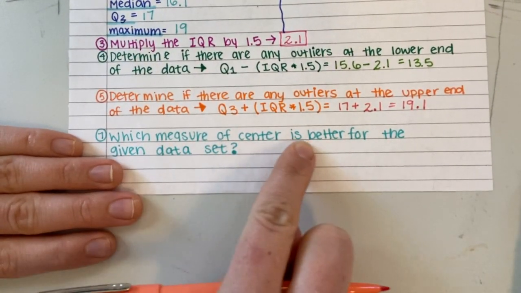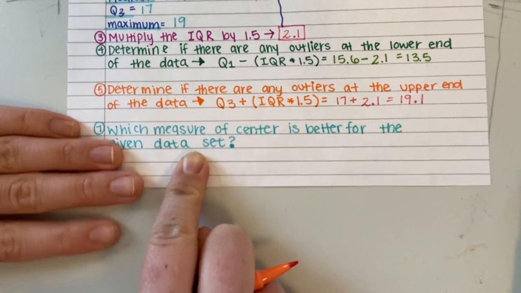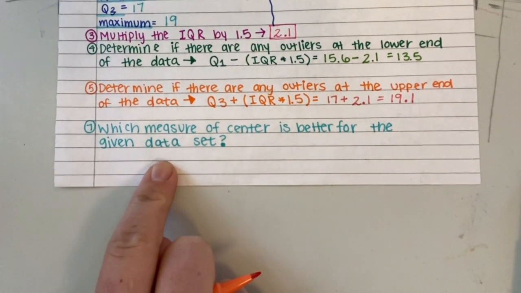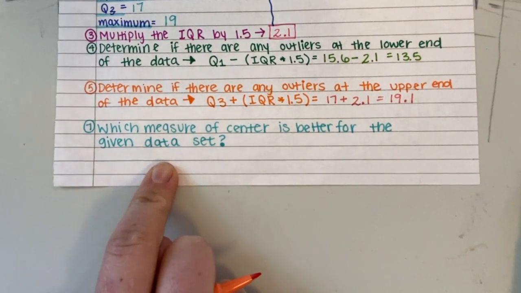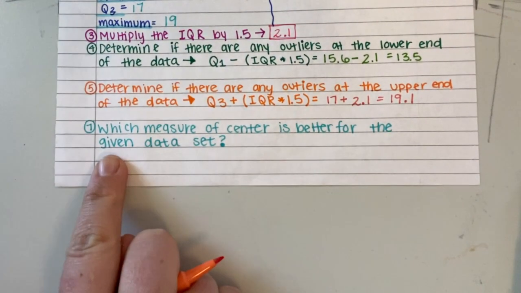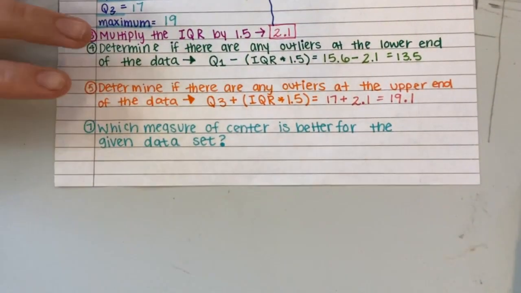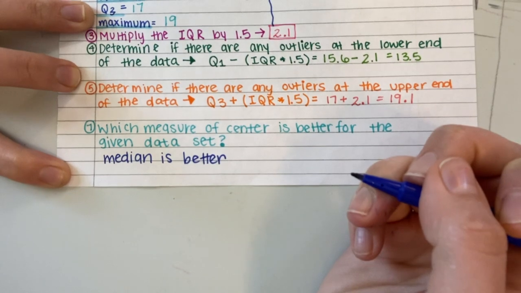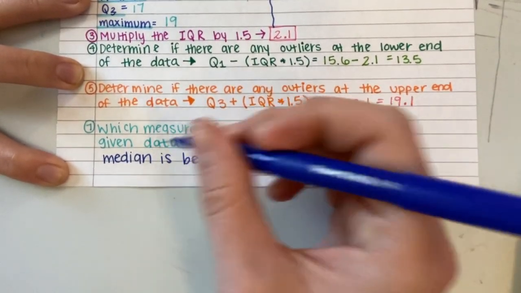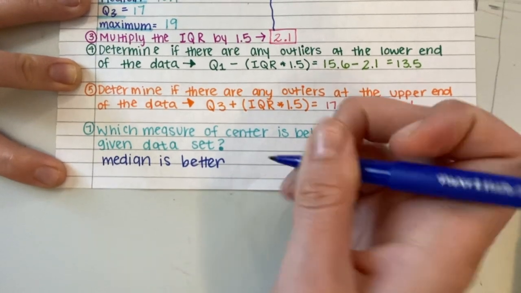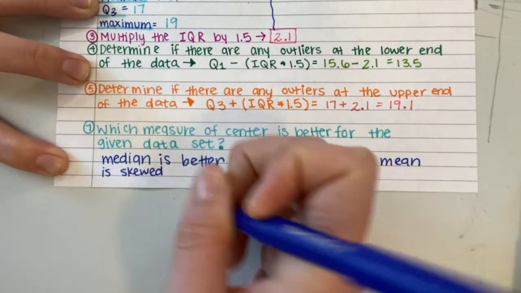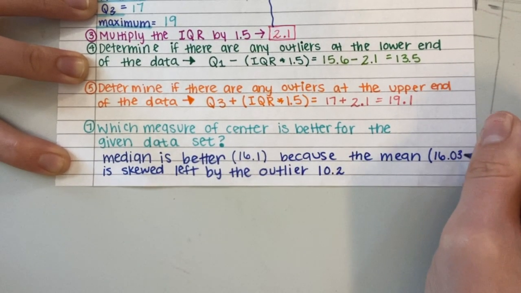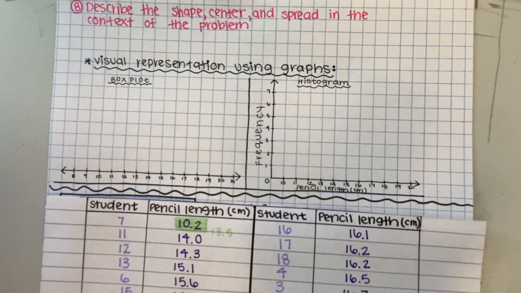So which measure of center is better for the given data set? Essentially, if you have an outlier on one end, then you're going to want to use the median. Otherwise, your mean is skewed by that outlier. So for this example, our median is better because our mean is skewed by that lower end outlier. That makes sense because our mean is lower than our median by almost 0.1.